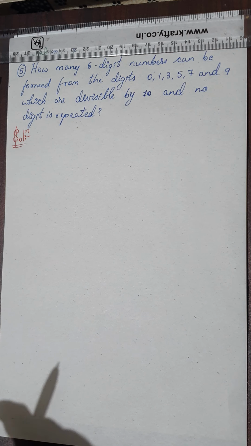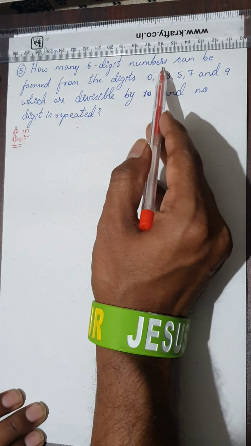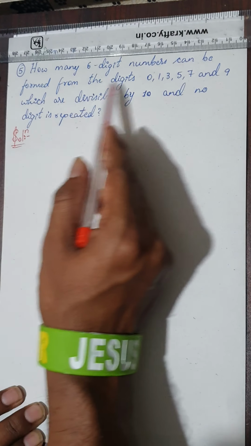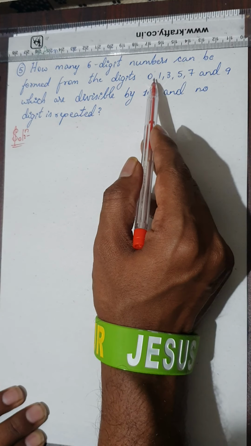Let's take up question number 5, which is actually a very simple question. This is basically a 2 or 3 mark question. How many 6-digit numbers can be formed from the digits 0, 1, 3, 5, 7 and 9?